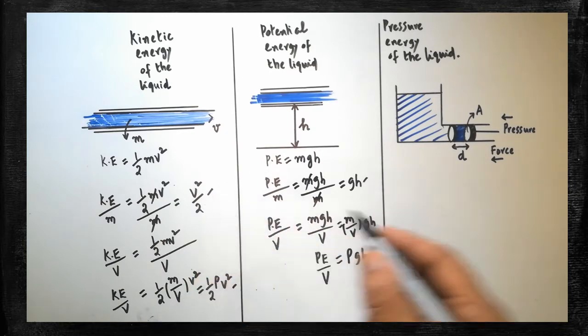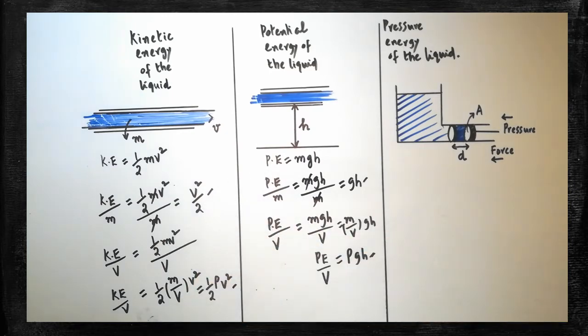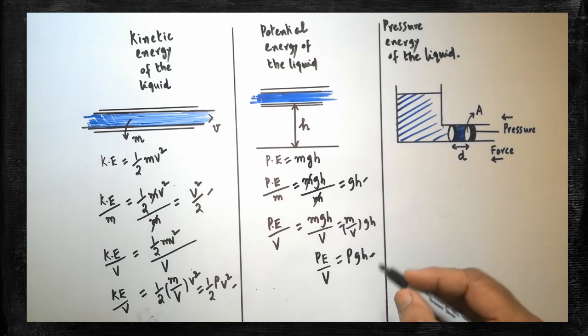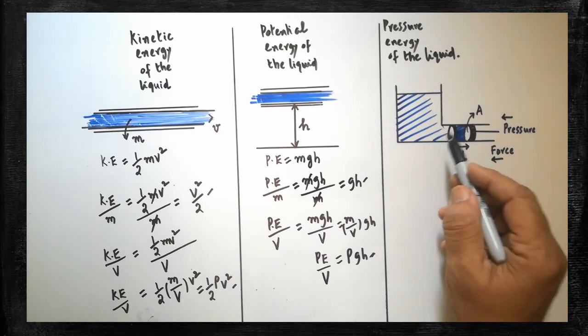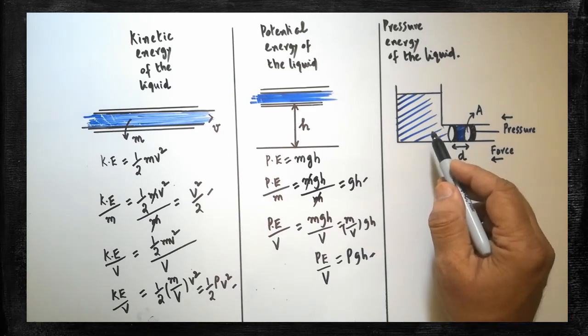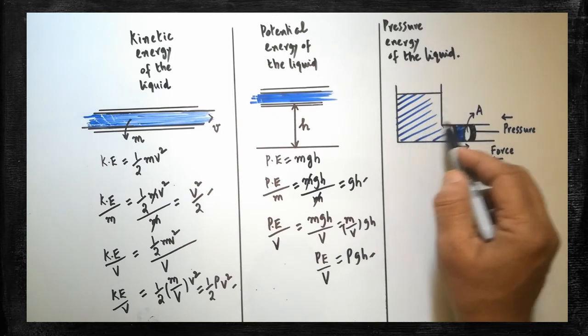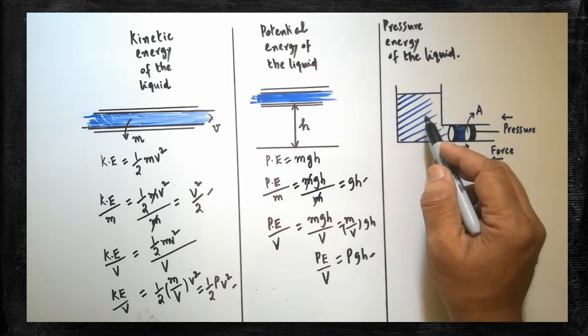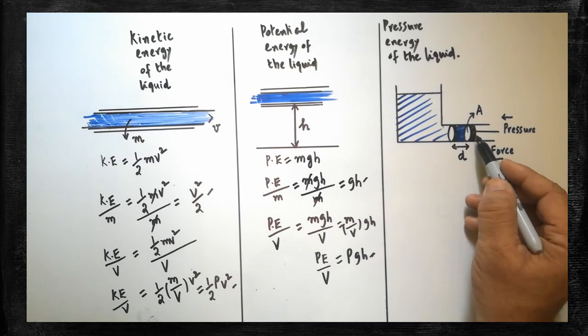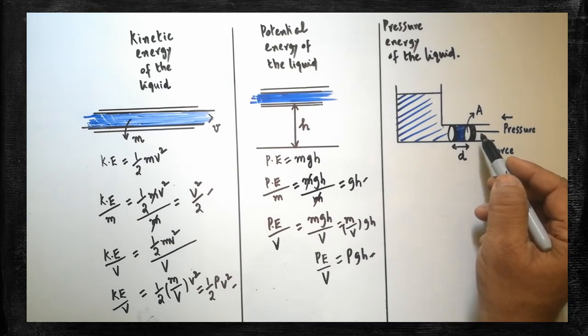Are you clear? Next we are going to calculate one more kind of energy called pressure energy. Here, to understand the pressure energy, I have drawn a diagram. Let us imagine a container in which water or any other liquid is filled. At the bottom you have to assume a piston-like arrangement. Are you clear?